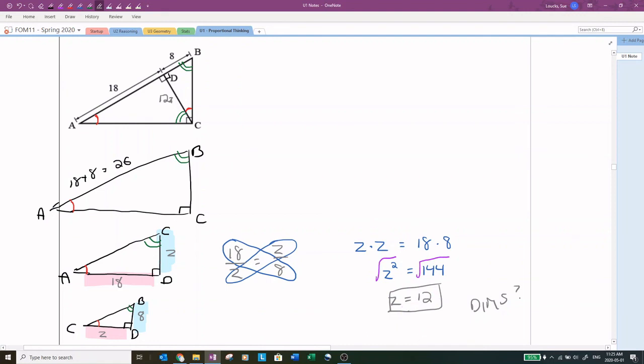Okay? All right, that's that for section 1.2b. Go do your practice, mark it, do your corrections. Come on back and we'll do section 1.2c on similar polygons.